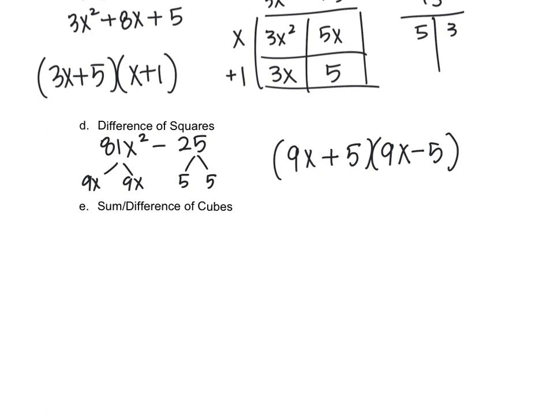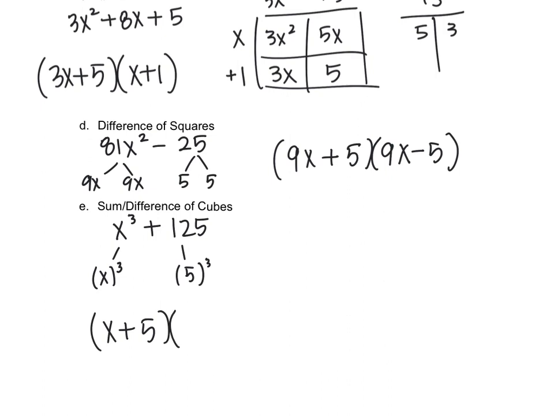And then our sum and difference of cubes. So x cubed plus 125. So this time we're looking for the number that when you multiply it by itself gives you each term. So x cubed is easy because that's just x cubed. 125 in this case is going to be 5 cubed. So the first set of parentheses for a sum of cubes is the addition of your roots. So x plus 5. Okay.